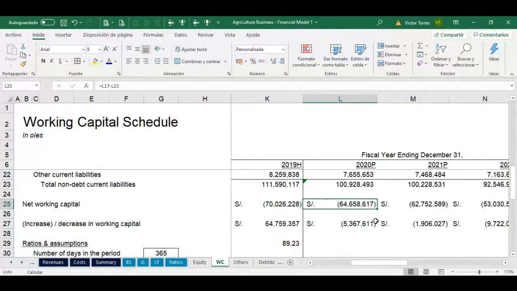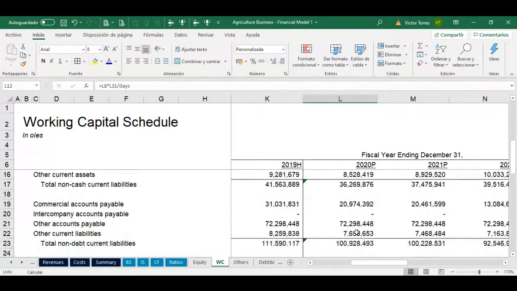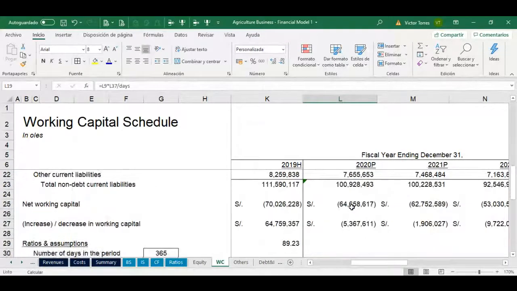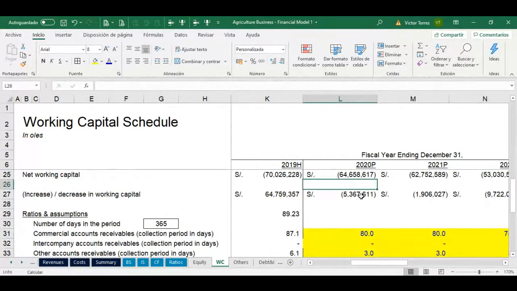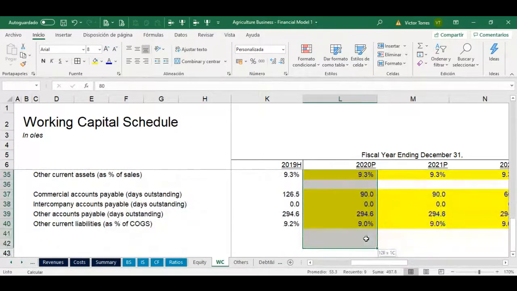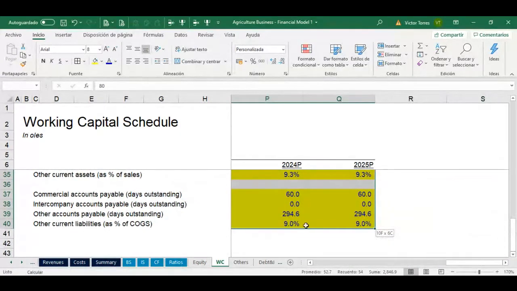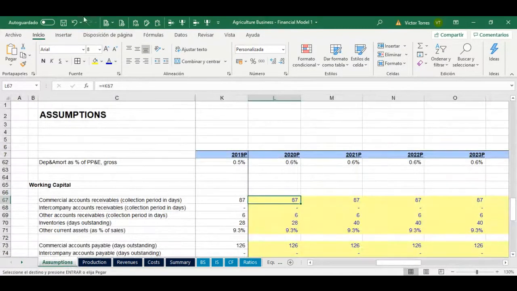Realize that net working capital is being calculated right over here with the formula that I mentioned, considering other current assets, other current liabilities, inventory, accounts receivable, and accounts payable as a negative number, obviously. And then we calculate the net. So just to make it more clear, I'm going to copy this into the assumption tab.